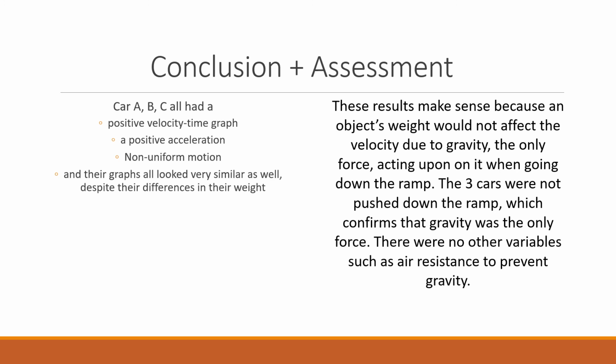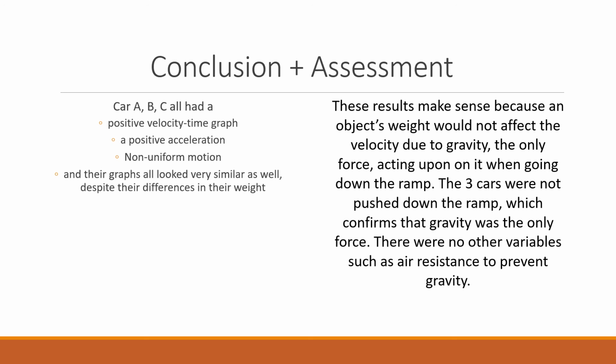This then allowed me to make the conclusion that car A, car B, car C all had a lot of similarities shared between them, such as a positive velocity time graph, a positive acceleration, non-uniform motion, and their graphs all looked very similar as well despite their differences in weight because they all had that upward curve.